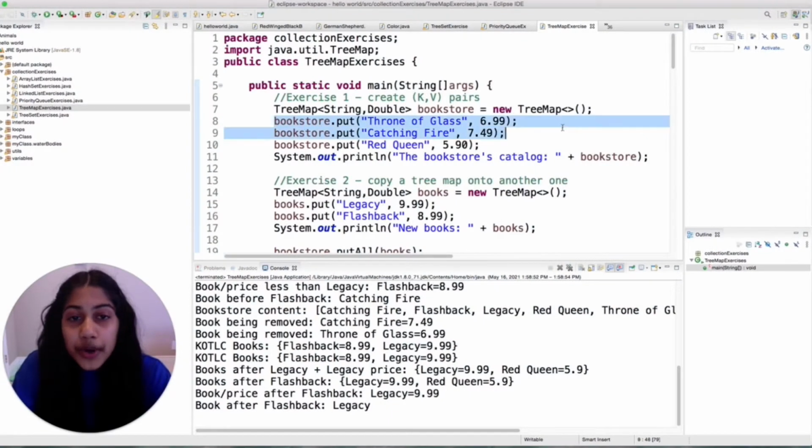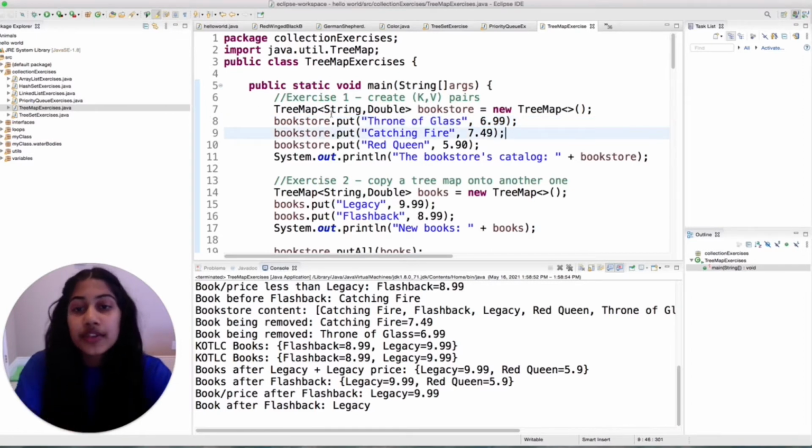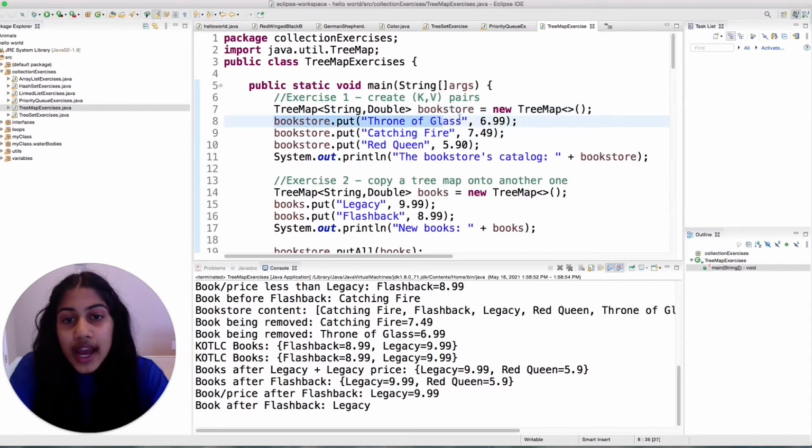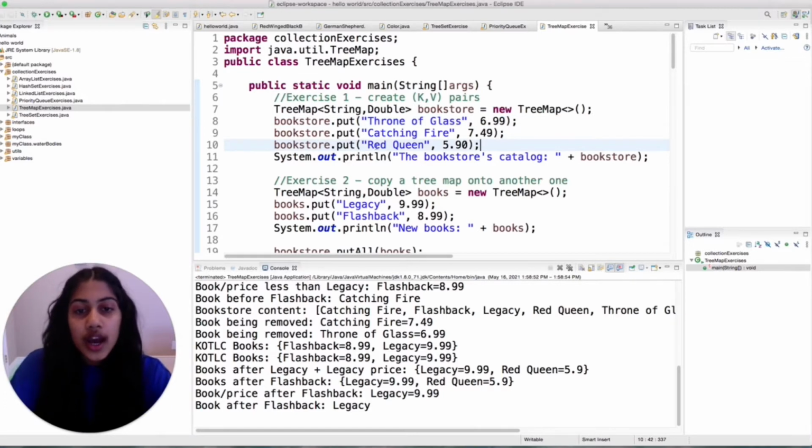First, the dot put just assigns those key value pairs. For me, I have this bookstore that I created that's the object of the tree map class, and I am putting with my key, those are going to be the strings, the names of the books, and then the value is going to be a double or the price of the book. So that's how I chose to do it. Any sort of identification system for the key that you want to do, go ahead.